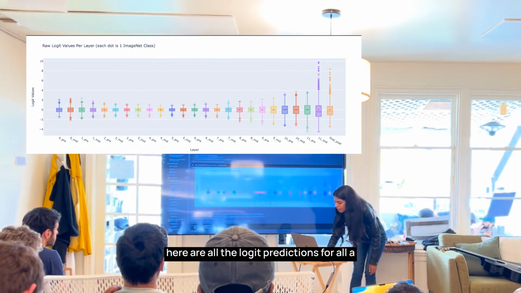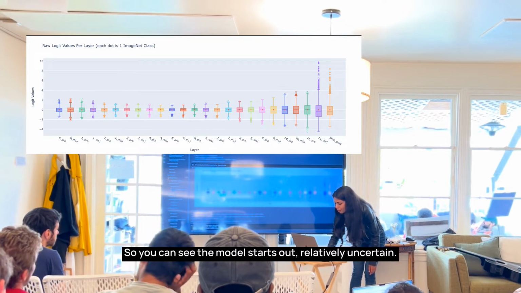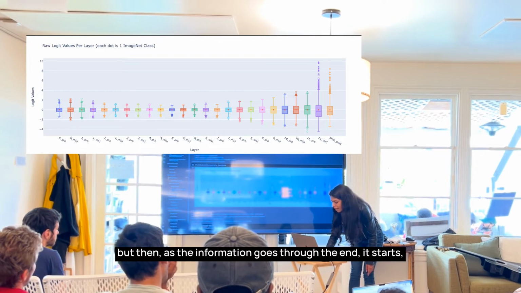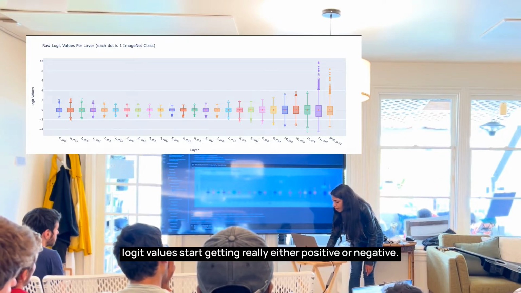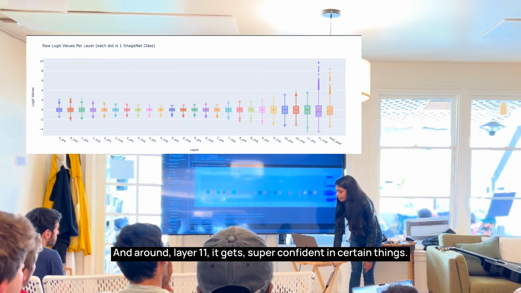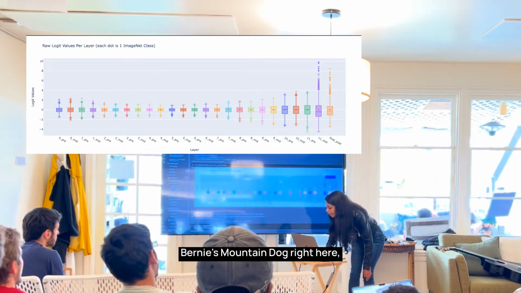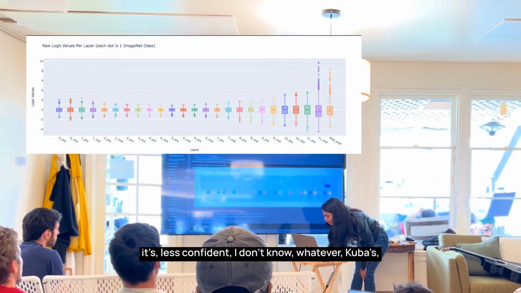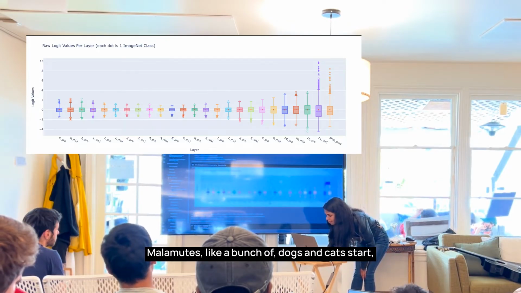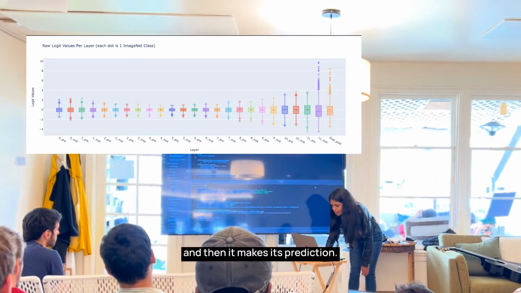Here are all the logit predictions for all 1,000 classes throughout the model. You can see the model starts out relatively uncertain. That's fine. But then as the information goes through to the end, it starts becoming more confident in its predictions because the logit values start getting really either positive or negative. Around layer 11, it gets super confident in certain things, like Bernese Mountain Dog right here. A bunch of dogs and cats start appearing up here as being very confident, and then it makes its prediction.